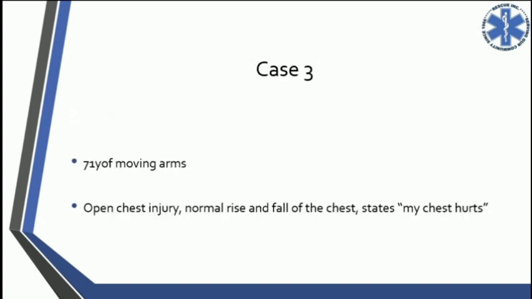So, a 71-year-old female moving her arms, because I know quantifiers, that's global sorting, they're the second priority to look at. Open chest injury. Rise and fall of the chest, and they say, yeah, my chest hurts a little bit. What are they? They're delayed. This part here scares the living daylights out of us. It's open chest injury. We're like, they need surgery now. Just fine.